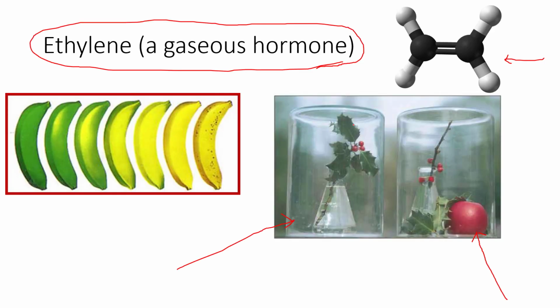Pretty cool stuff. There's other hormones as well, like you can buy at the store rooting hormone, which triggers roots to form. There's lots of different plant hormones out there that if you go into horticulture or you garden, you might make use of in your hobbies of growing food in your garden.